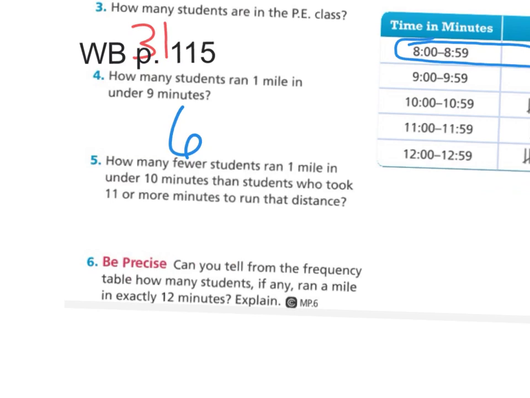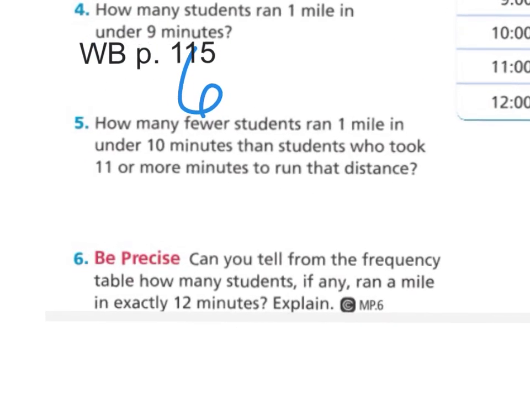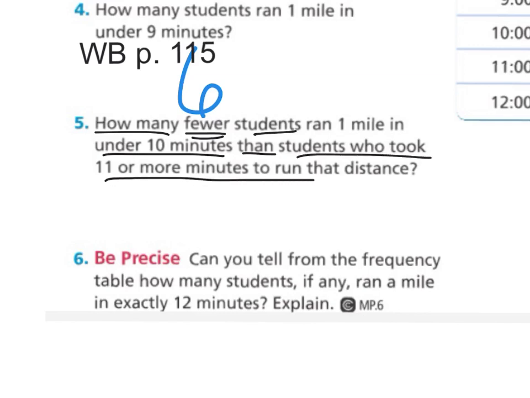Number 5, it asks how many fewer students ran a mile in under 10 minutes than the students who took 11 or more minutes to run that distance. So it's kind of 3 different parts to this question. First, we have to figure out how many ran the mile in under 10 minutes. We have to figure out also how many took 11 or more minutes, and then we have to find out what the difference is of those.